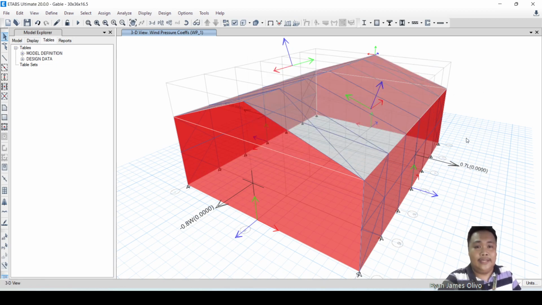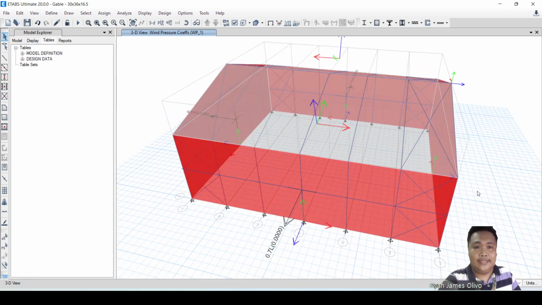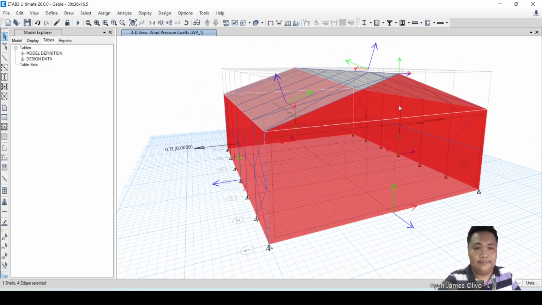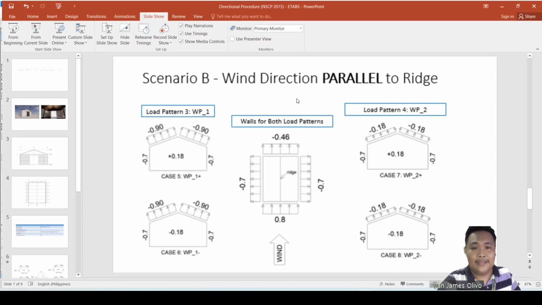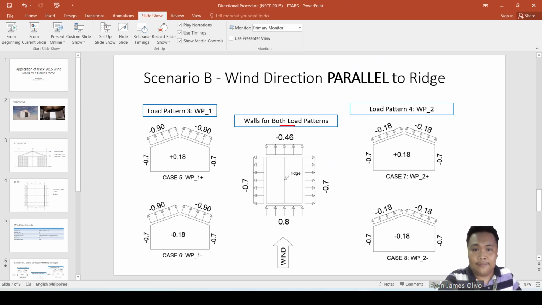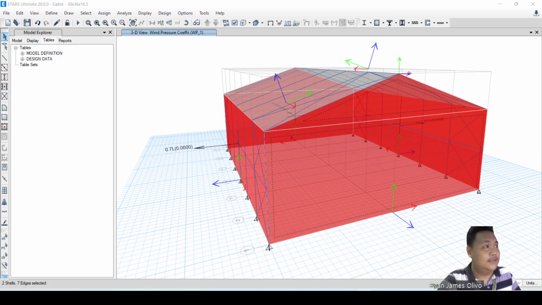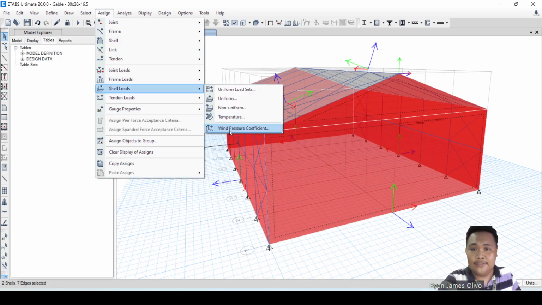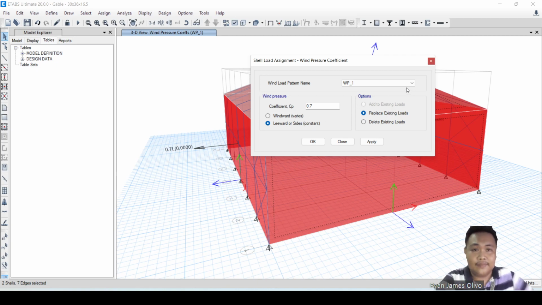And here we can try this back part. So as you can see, this back part has two load shells. So the back part is negative 0.46, or in this case it's positive. So still it is assigned shell loads wind pressure coefficient.